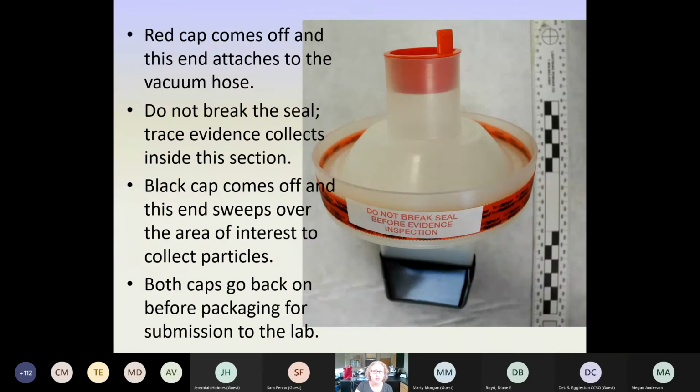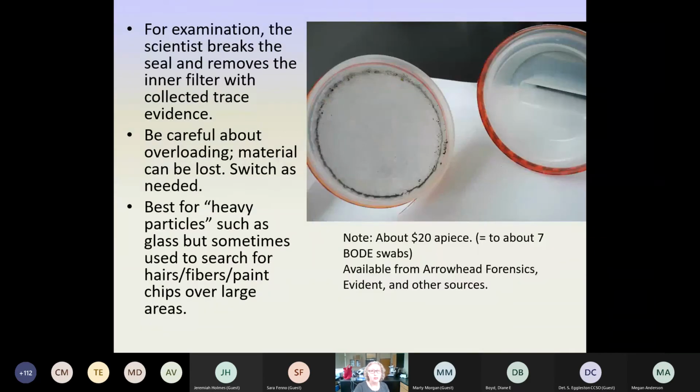So here's an example of what it looks like. That red cap comes off the top and that attaches to the vacuum hose. The seal is left intact. The black cap comes off the bottom end. That's used to vacuum the driver's seat, maybe the driver's floor mat a little bit. The particles go into the sealed middle section, and then both caps get put back on before it is packaged up and sent to us. When we open it up, we see this trace debris.